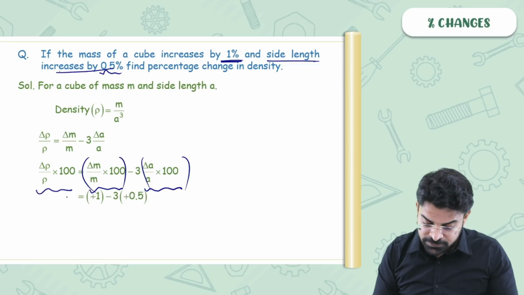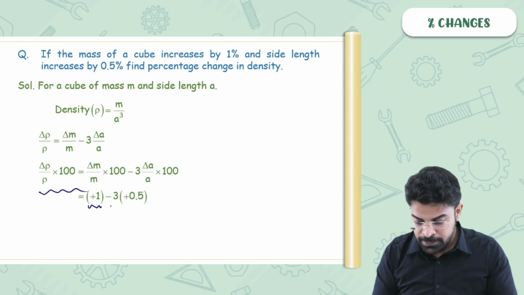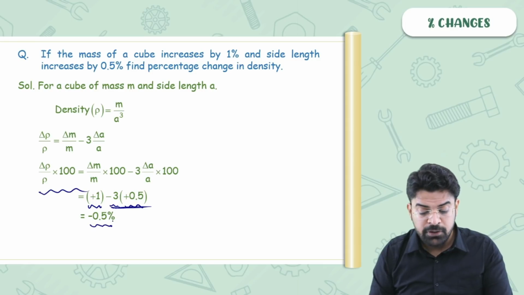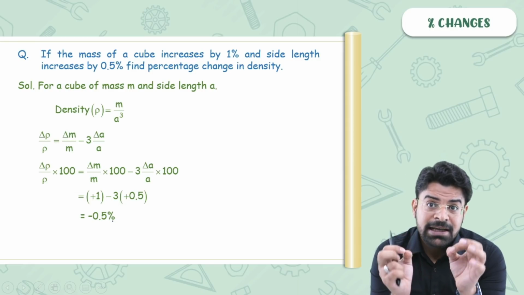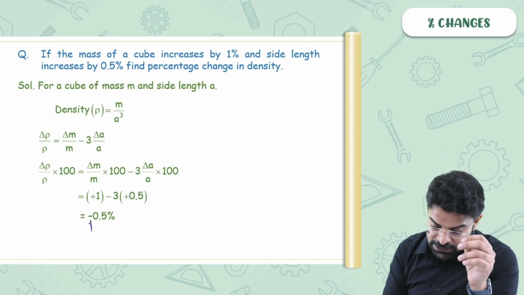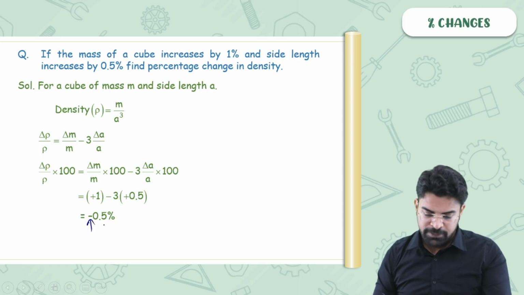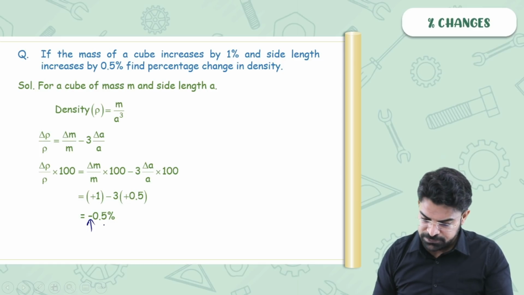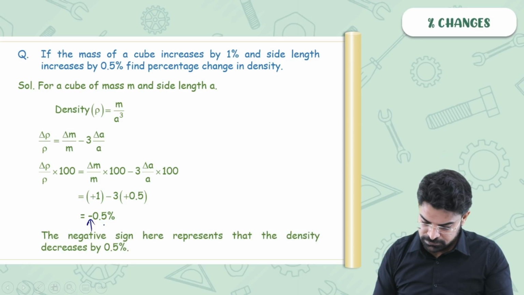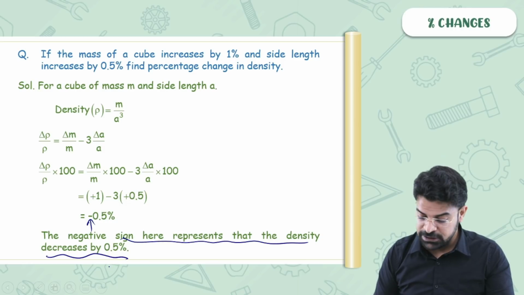So what you get is the percentage change in density equals plus 1 minus 3 into plus 0.5. So that becomes 1 minus 1.5, which is minus 0.5%. It means that the density decreases by 0.5%. The minus sign tells you that the density doesn't increase. The density decreases by 0.5%. Let's see the next example.